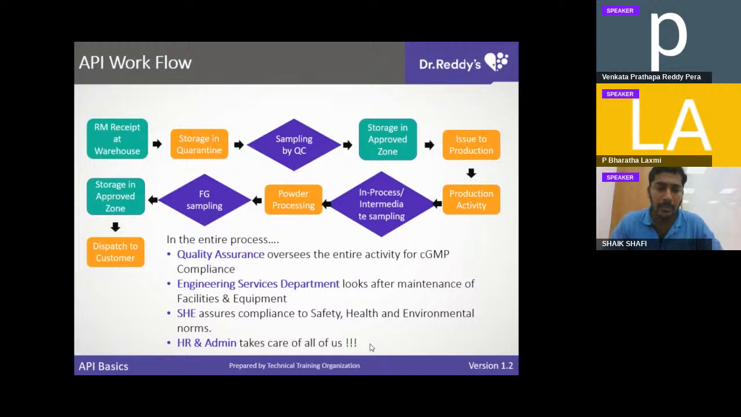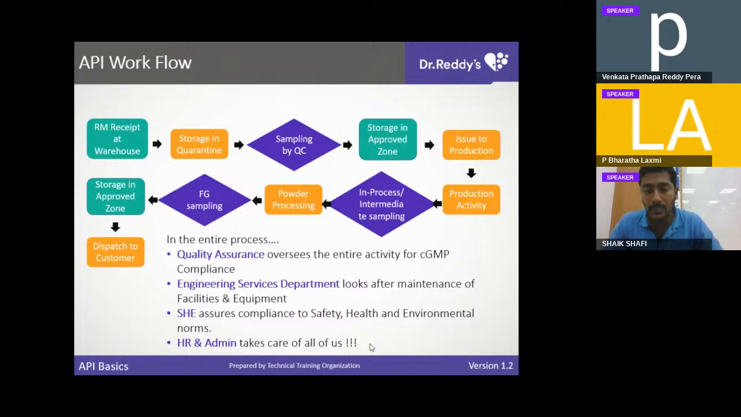So GMP is very important in API manufacturing. As I told, we are manufacturing life-saving drugs. We are not manufacturing any ordinary things, so this is very important here. Patient safety is very important. Our prime responsibility is patient safety. So GMP is a very important thing.